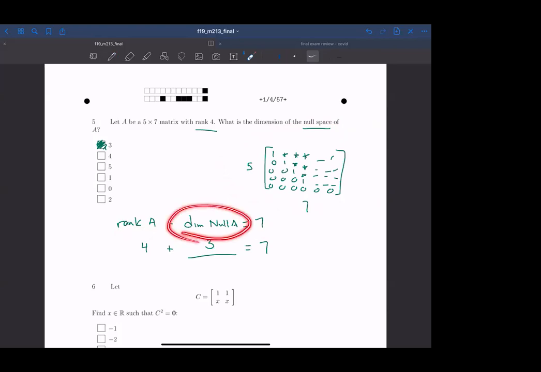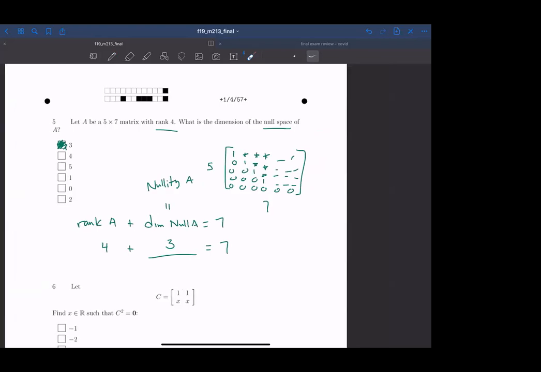What's another word for the dimension of the null space? The nullity. Yeah, the nullity of the matrix, okay? So we could have asked you to find the dimension of the null space, or we could have asked you to find the nullity, and both are the same thing.